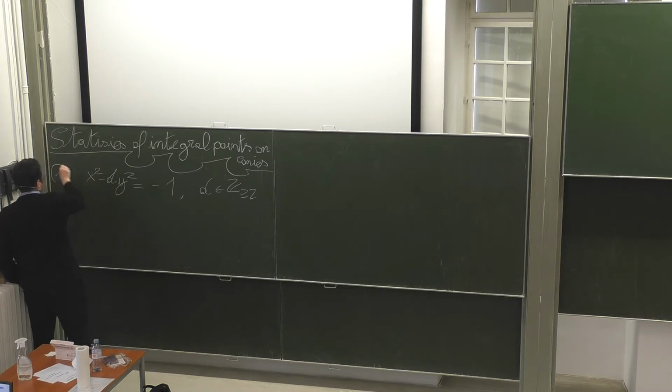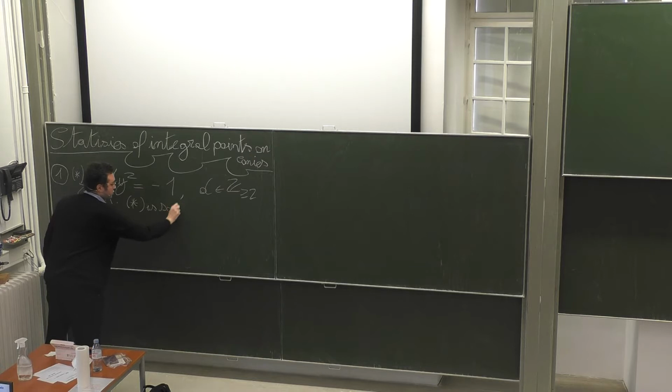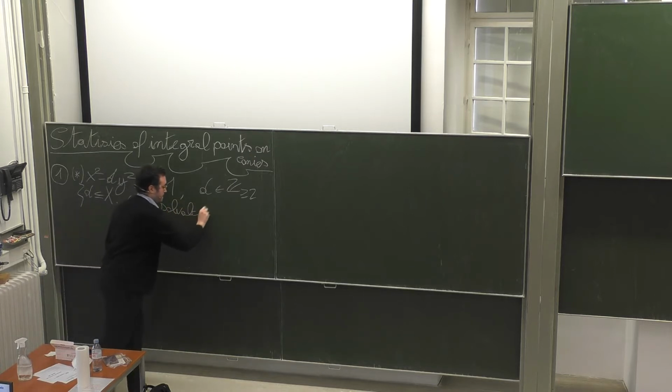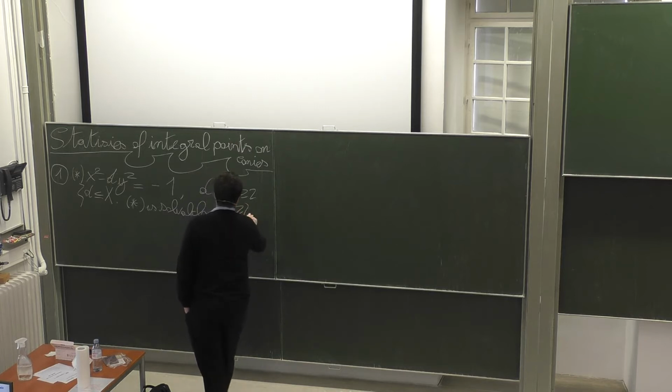So the first question I'm considering is: you take a large parameter x, and let's call this equation star. You count the number of d up to x such that star is solvable over Z, and you ask how often that happens.